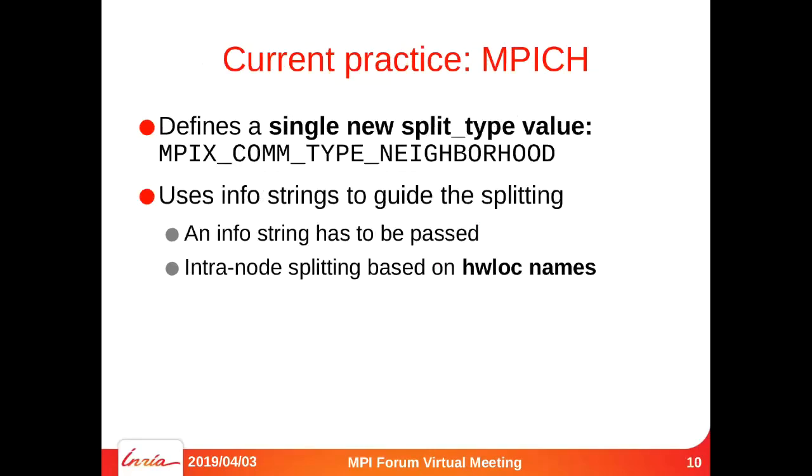In MPICH, MPICH follows more or less the same approach as in HSplit. A single new split type value is defined, MPIX_COMM_TYPE_NEIGHBORHOOD, just to indicate that you're going to split and you want to obtain a communicator that is a neighborhood based on hardware considerations. Then info strings are used to guide the splitting. So an info string has to be passed. That's the difference with HSplit, where you can have a mode where you do not necessarily provide an info string. That's the hierarchical splitting I was speaking of before. And for the intranode splitting, it's also based on hwloc names.